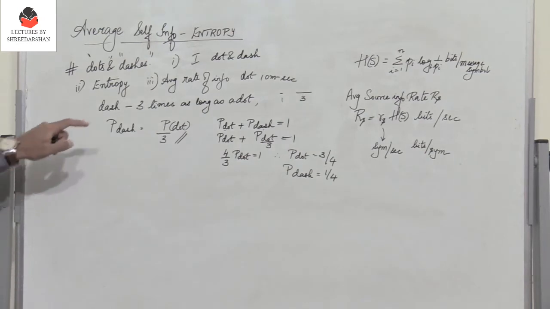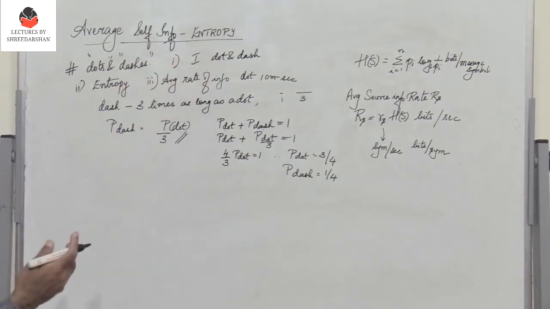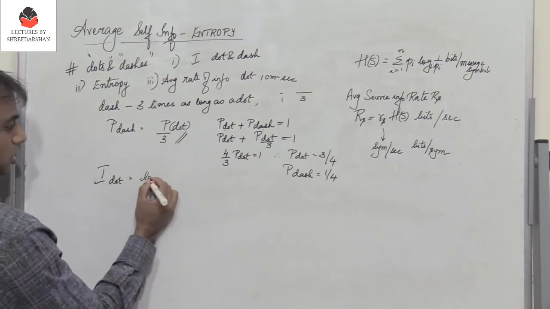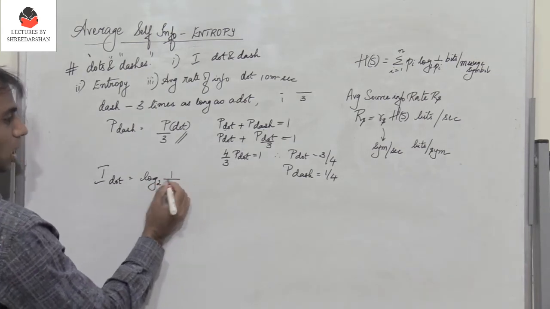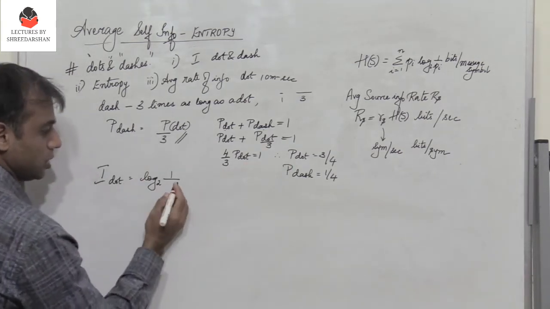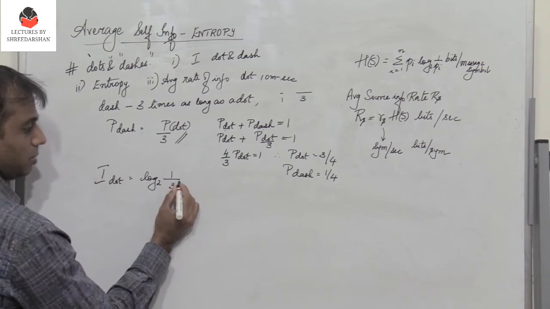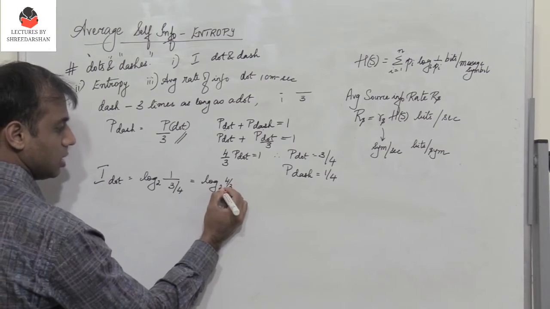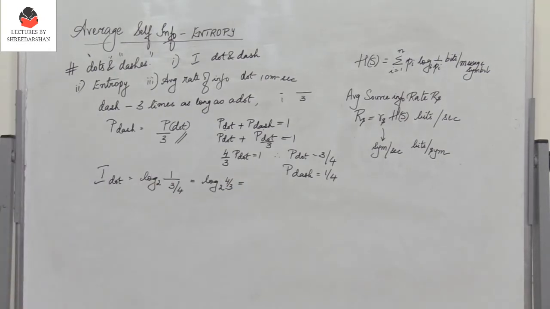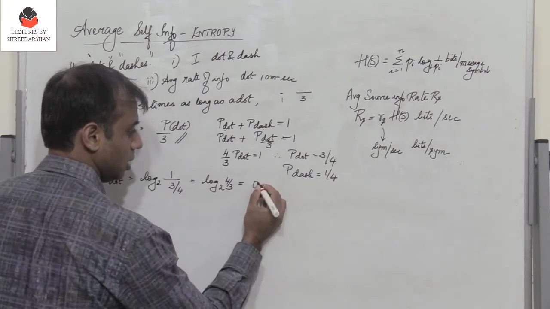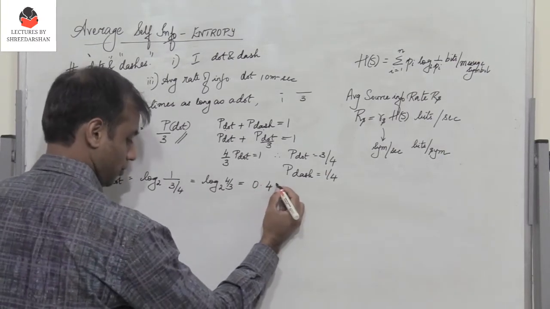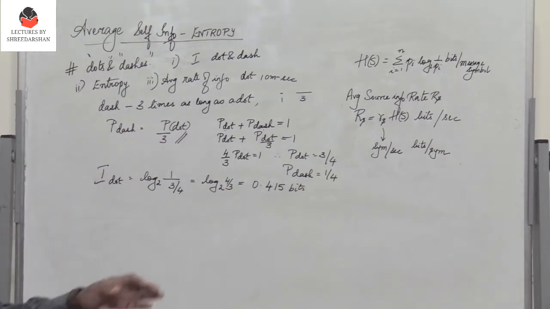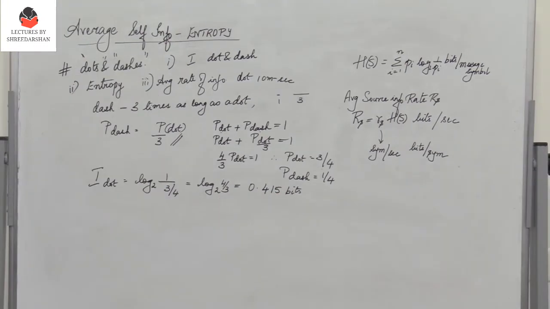Alright, so now let's move on with the first one. I need the self-information. So the self-information of a dot is log to base 2 of 1 by probability of dot, which is 3 by 4. So this is log 4 by 3 to base 2. What is log 4 by 3 to base 2? You have to use your calculators. It is 0.415 bits. So I'm writing the answers here. Of course you need to calculate and get the values.